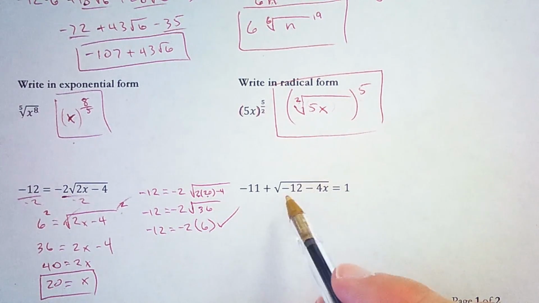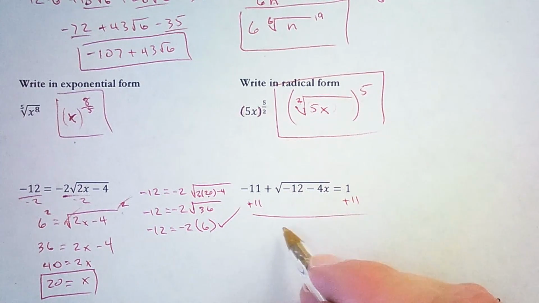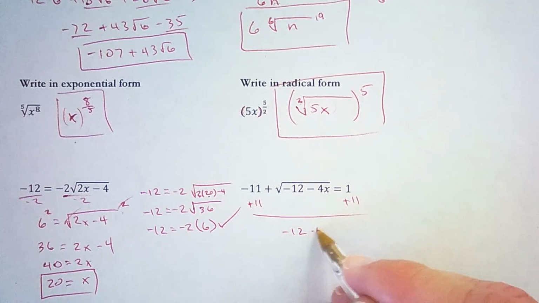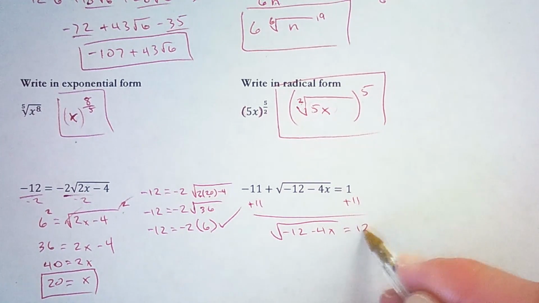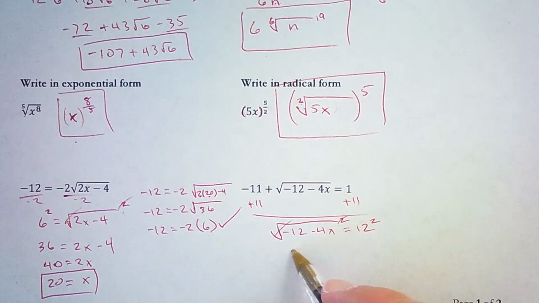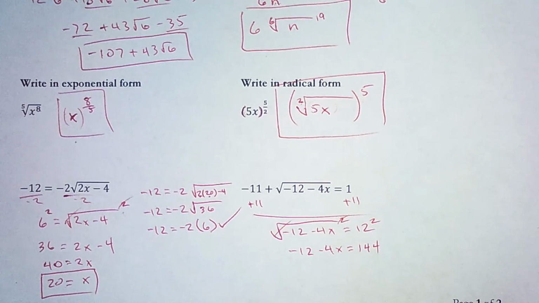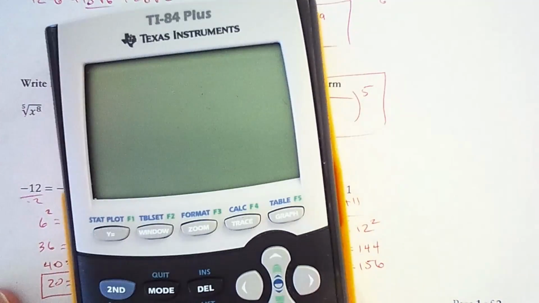For my next problem, I want to isolate the radical again, so I need to start by adding 11, and I get square root of -12 minus 4x equals 12. Then I will square both sides to cancel out that radical. -12 minus 4x equals 12 squared, 144. Then I'll add this 12, so I've got a minus 12, I need to add it. So 144 plus 12, that's 156. -4x equals 156. And then I'm going to divide by -4, and I'm going to bring the calculator in for this one.